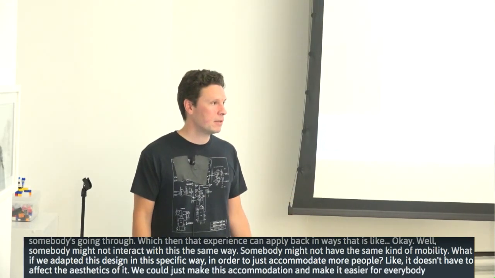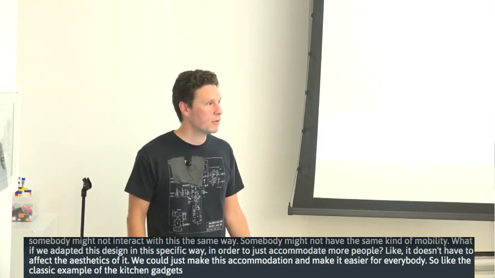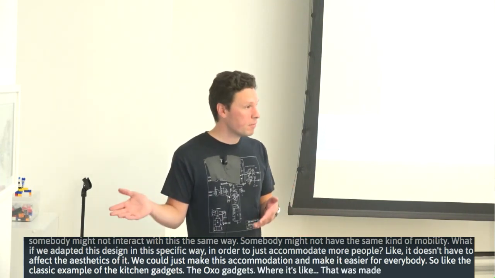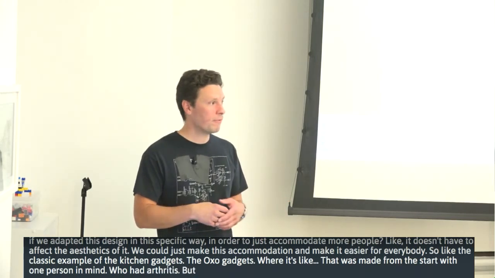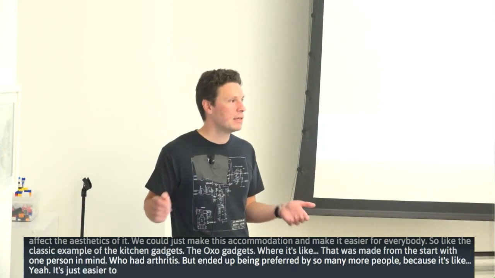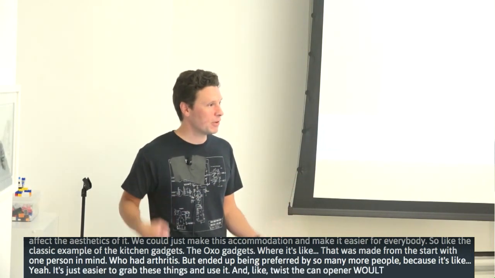So like the classic example of the OXO kitchen gadgets, which started with one person in mind who had arthritis, but ended up being preferred by so many more people because it's just easier to grab these things and use them, and twist the can opener without hurting your hand as you're doing so.